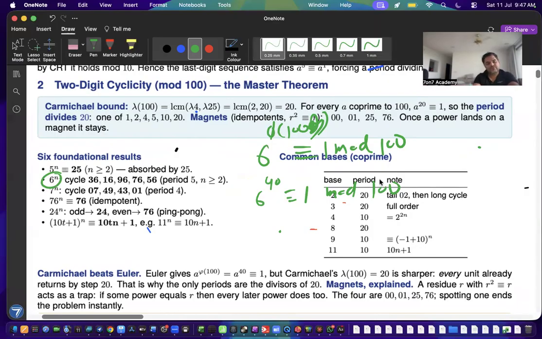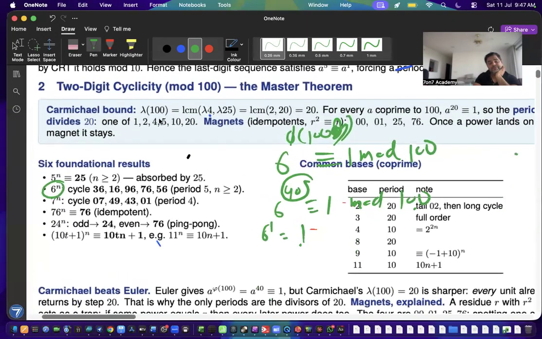You have to find out what 6 raised to 5 is. It is 56. 6 raised to 1 is 6. Remember, this is the highest power, and the cycle can be a lesser power than that. That comes from this function.